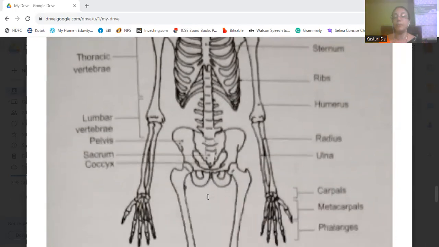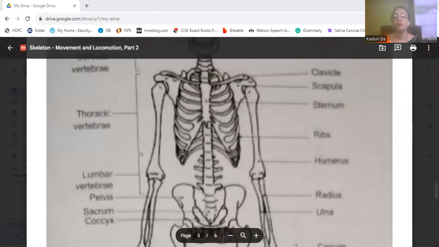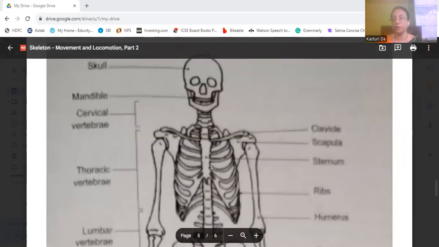Then inside the pelvic girdle, where the pelvic girdle is starting, from that region is the sacrum, and the lower region where the end of the vertebral column is there, that is the coccyx region. Okay, just the lower part of the vertebral column. Okay, so this is the vertebral column.